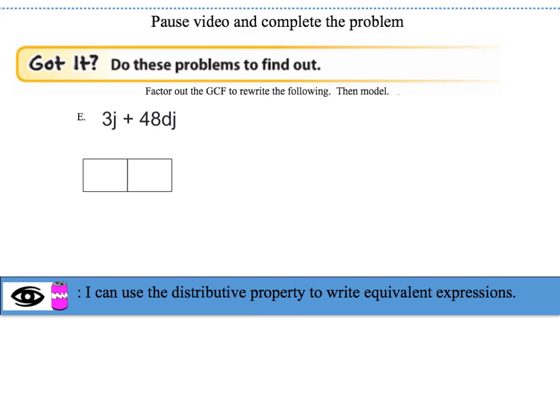So pause the video and complete this guided problem, and we'll discuss the answer in class tomorrow. Notice I've got one guided problem on this slide, and be sure to show me a model to support your answer.